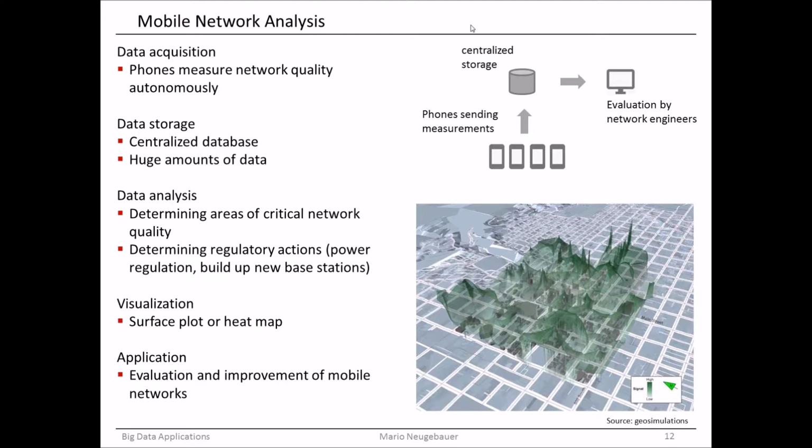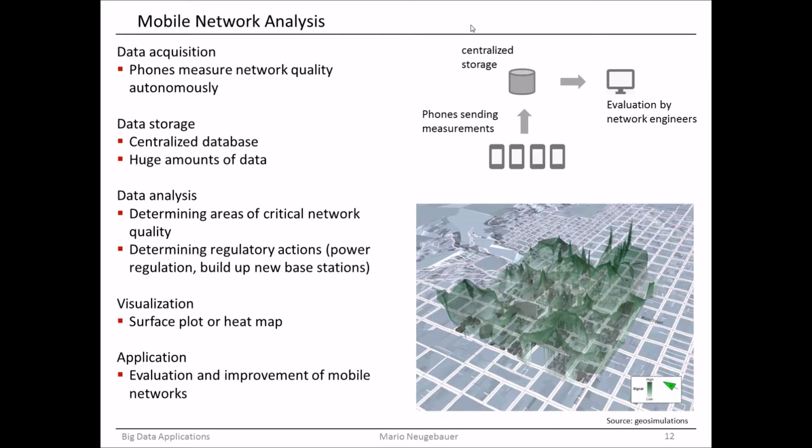In many cases, the user gets a certain very small piece of software which regularly measures the network quality. It's software which you do not see at all on your Android or iPhone, and it works in the background. In the background, it also communicates these measured values to a centralized data storage, to a centralized database where these data are saved for further evaluation.